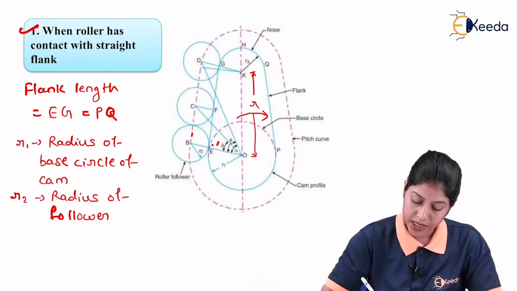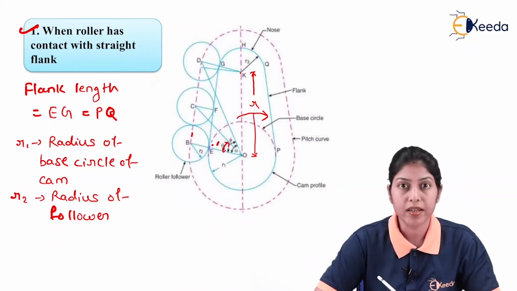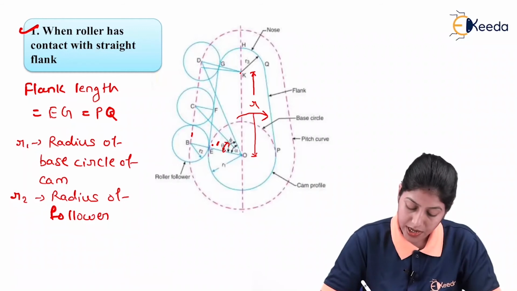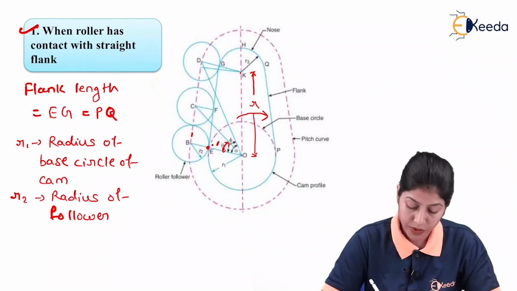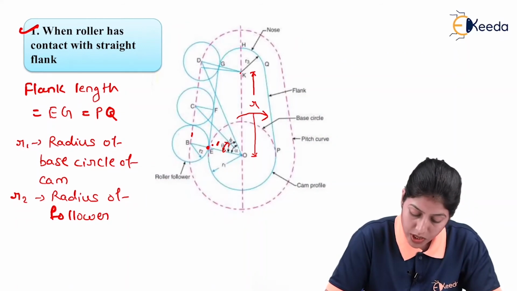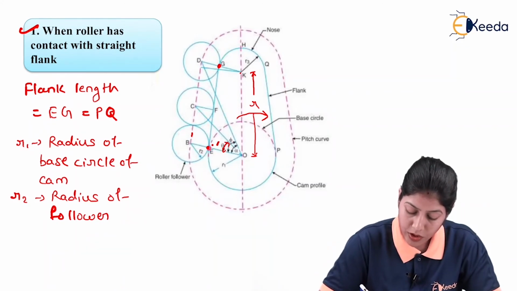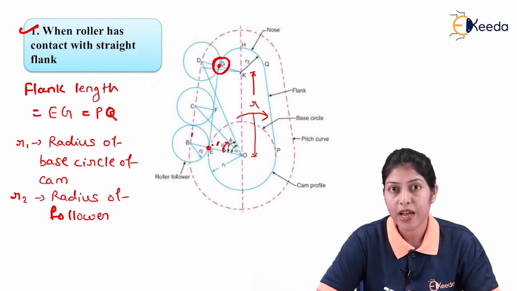So in this diagram you can see this angle COB is representing theta, the angular displacement of the cam from the initial position of the roller follower, which is at point E. Now you can see when this roller follower is reaching position G of the flank, E is the starting point of the flank, and G is the end point of the flank.